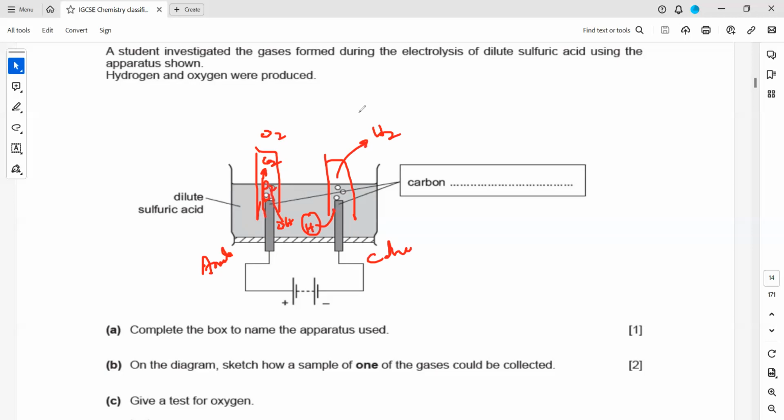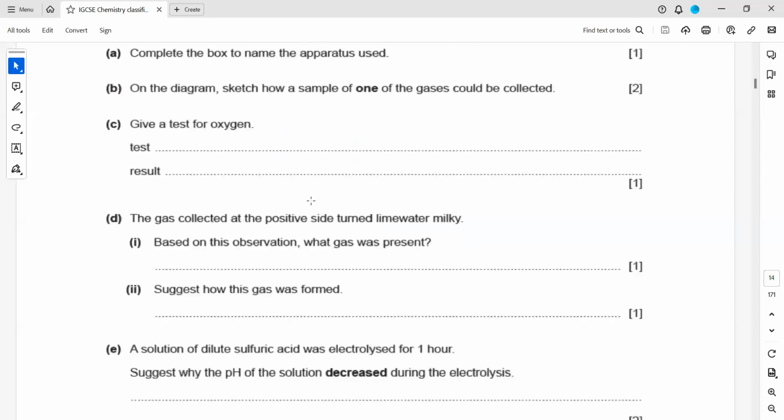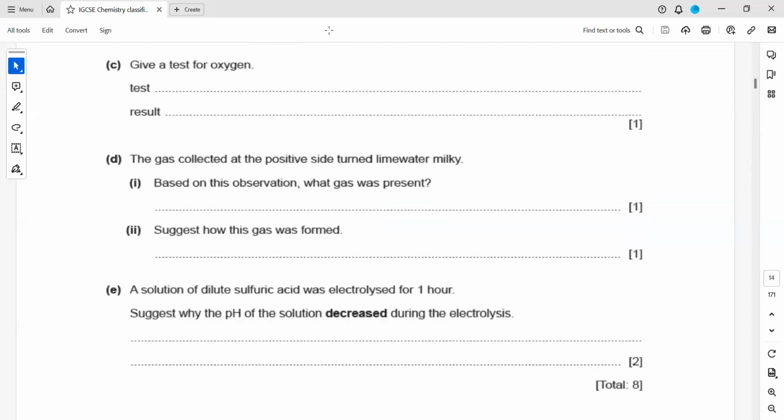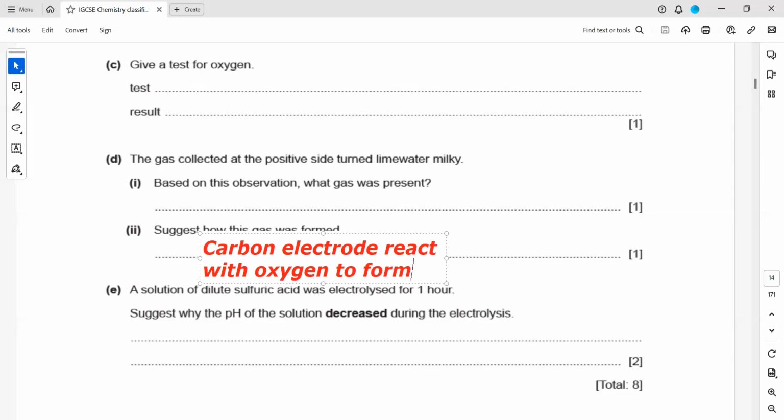So carbon dioxide is not originally produced. It is formed because first oxygen is formed and the electrode is made up of carbon, which reacts with oxygen to form carbon dioxide. So how will you write the answer for this one? How was this gas formed? The carbon electrode reacts with oxygen to form carbon dioxide. This is what happened.